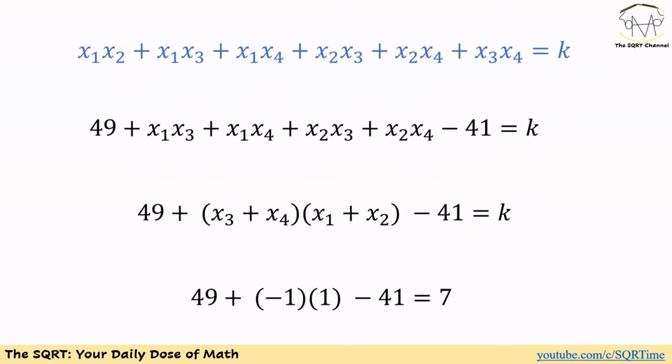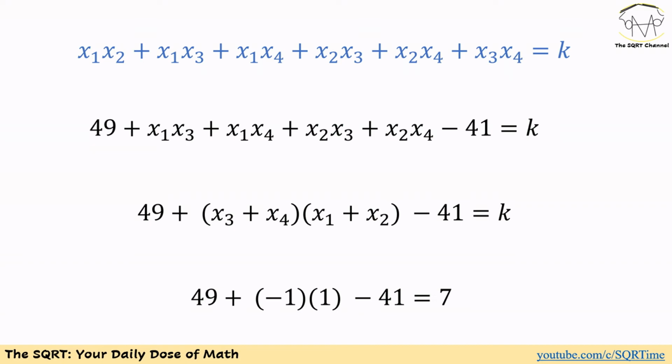Now let's go back to another equation that we had for k. We found that the sum of products of each two roots is k here. We already know x1, x2 is equal to 49 and x3, x4 is equal to minus 41. If we factor out the other things, we will end up with 49 plus x3 plus x4 times x1 plus x2 minus 41 is equal to k.